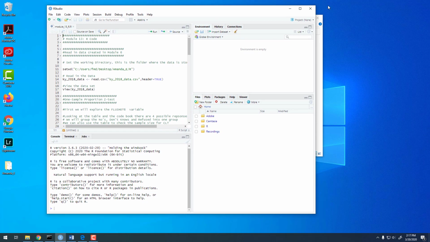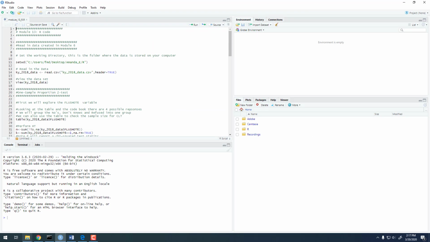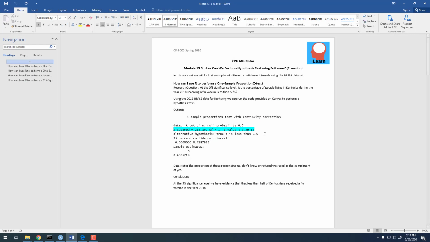All right, so here is the script. But before we take a look at this, let's look at the note set that goes along with it. So here's our note set. Again, we're going to look at, oh, that is a mistake right there. That should say several different hypothesis tests, not confidence intervals. So I'll have that fixed in your note set. And what we're going to look at here is how to perform different hypothesis tests.